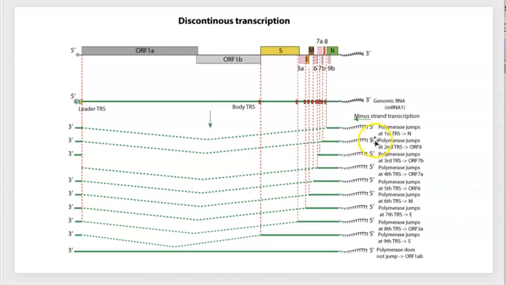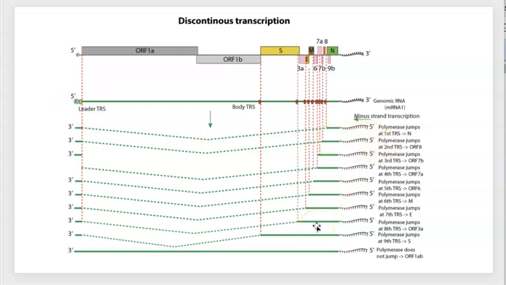And then here's another example where the polymerase jumps at the second TRS. So then you make ORF8, for example. The polymerase touches down and reads through to the second TRS and then jumps to the leader TRS. And so again, you end up with this, and so on and so forth.